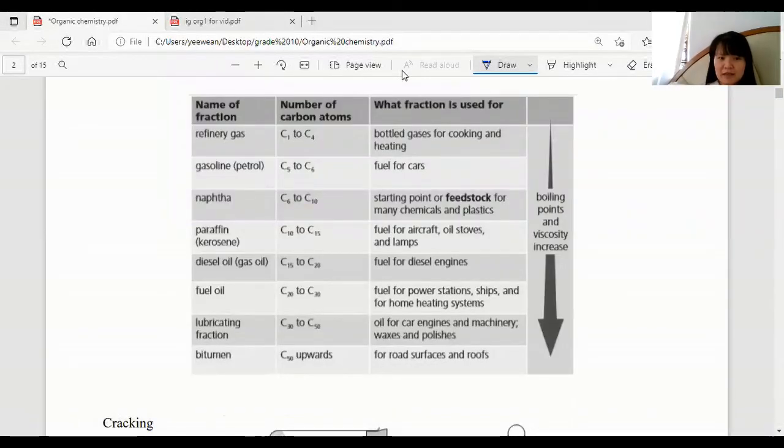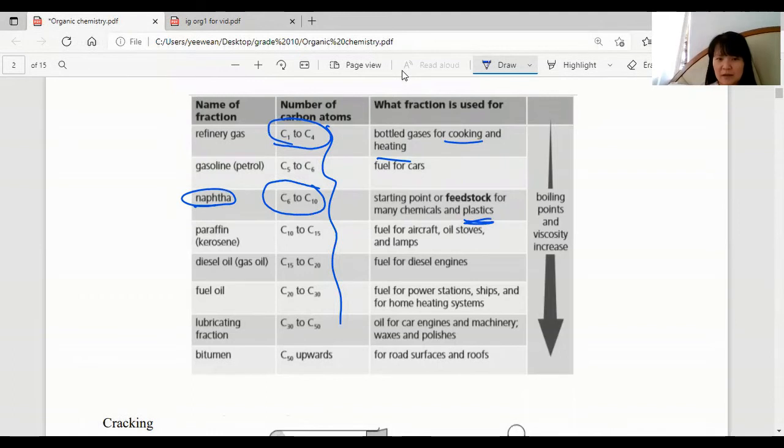Fractional distillation is to separate these fractions. But for example, if there's an abundance of naphtha, there's a lot of naphtha, and we don't have enough material for cooking and heating. So we can break this C6 to C10 to make it smaller and become C1 to C4. So we might not need as much plastic as we need gas for cooking and heating. So we might want to break this naphtha.